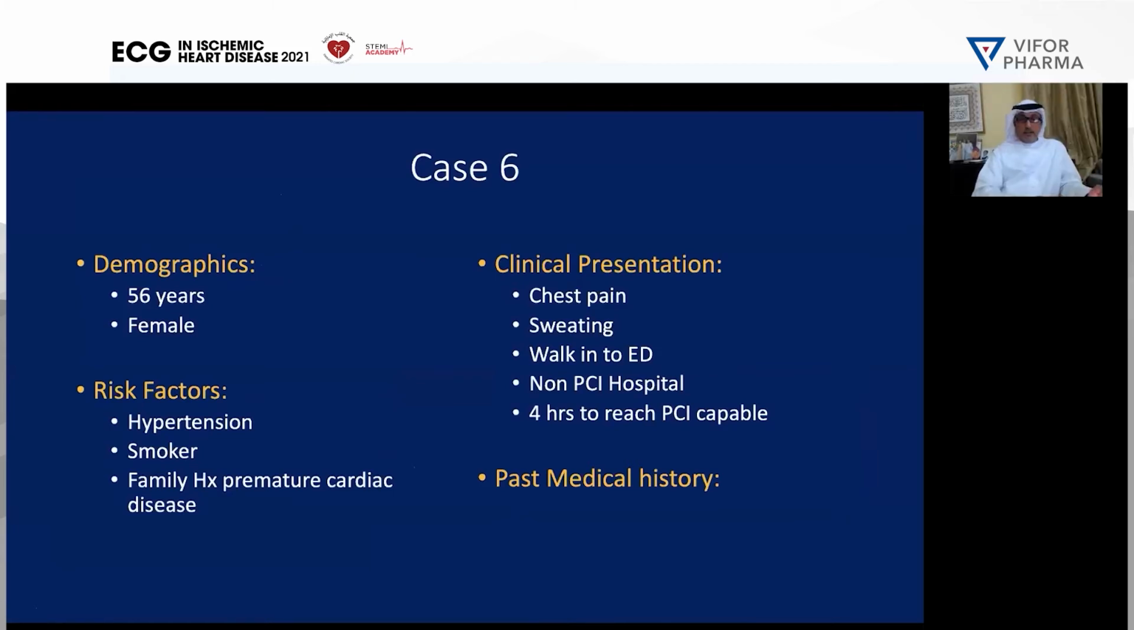Okay. Next case, 56, female, multiple risk factors. She presents with chest pain and sweating at a non-PCI hospital. But this non-PCI hospital is far away from a PCI hospital. Say in Abu Dhabi, someone presents to a hospital in the Western region, or Gharbiya, what we call it. Those hospitals are very far away. Sometimes it's not easy, not accessible to a PCI hospital. Of course, you have to have a protocol to transfer, but definitely by the time they arrive, it will already be late. So you may have to think about thrombolizing these patients.